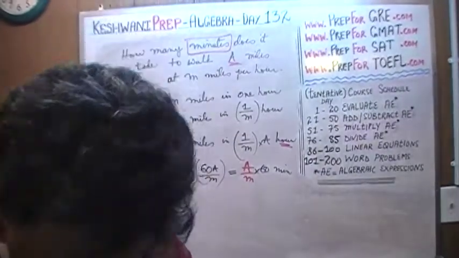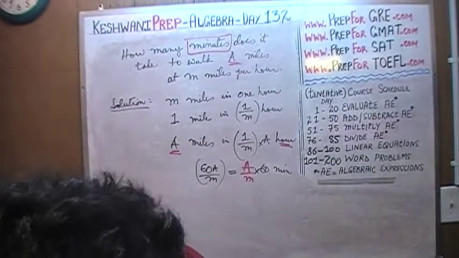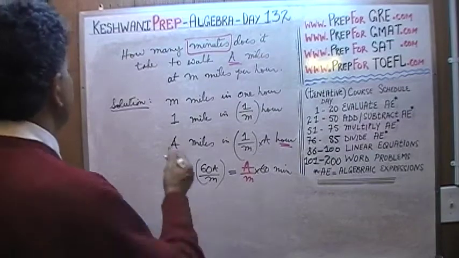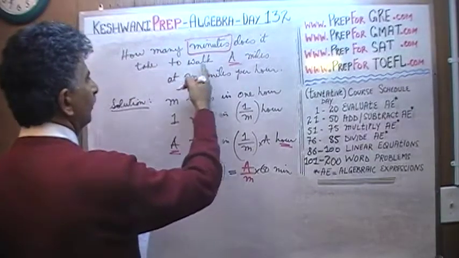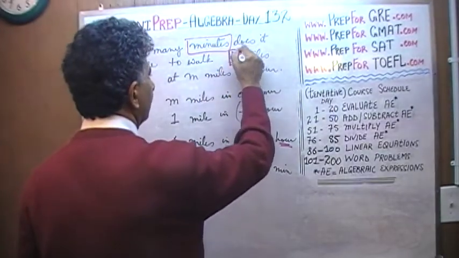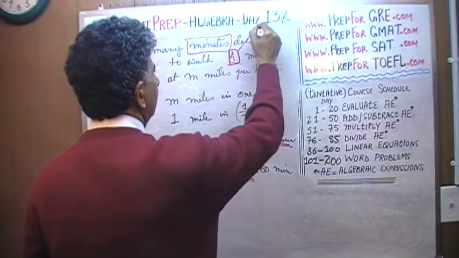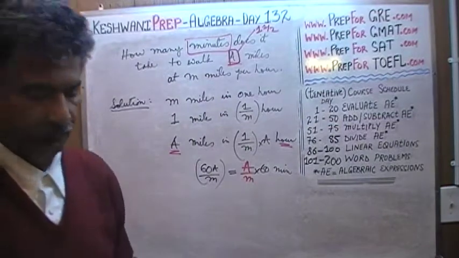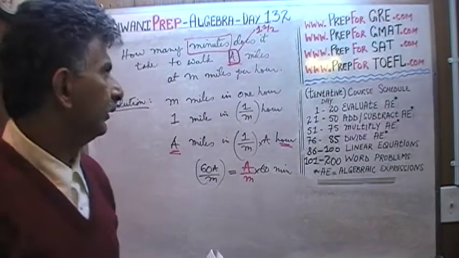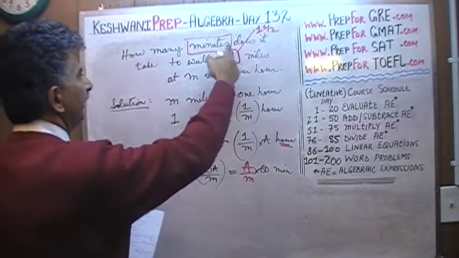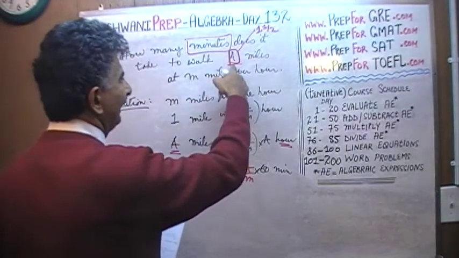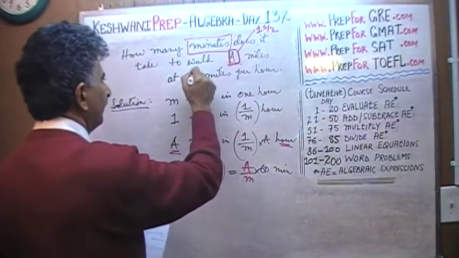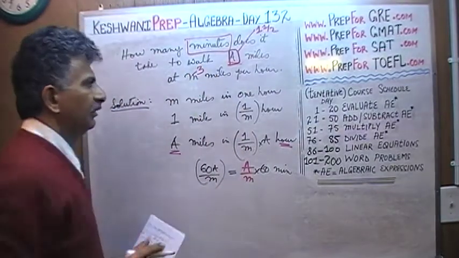Let's plug in something very simple. How many minutes does it take to walk a miles? Let's plug in for a a mile and a half. Where does a mile and a half come from? Well, it just fell from the sky. I just made it up. The question now reads: how many minutes does it take to walk 1.5 miles if I was going at the speed of 3 miles per hour?